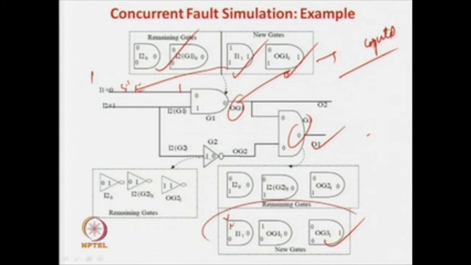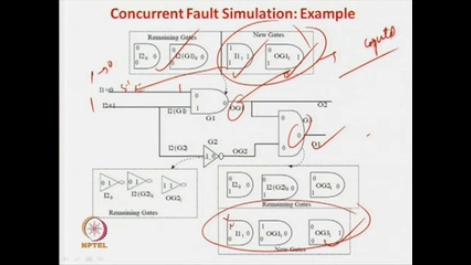So, these new gates are again totally based on recomputation, but still what is the advantage? The remaining gates, this information you can retain from your previous pattern, that is 1 1, and whenever you change the pattern to 1 0, computation regarding the remaining gates is very minimal or no computation is required, you just get the values. Only for the new gates you have to do computation. So, the advantage of concurrent fault simulation over deductive simulation is that you retain whatever is possible.